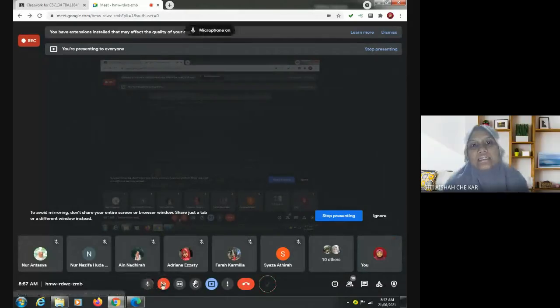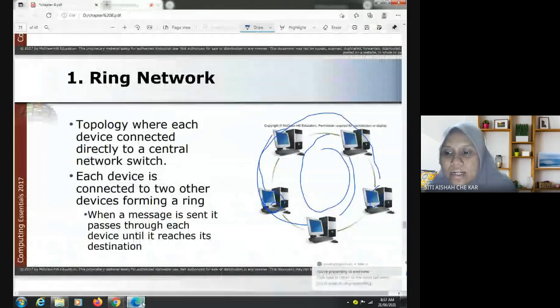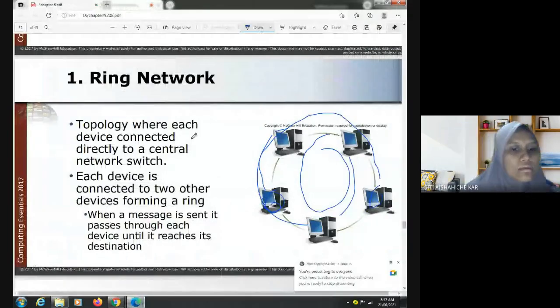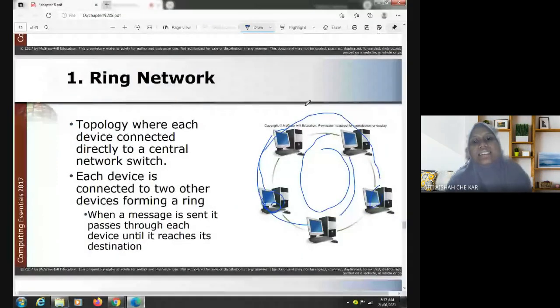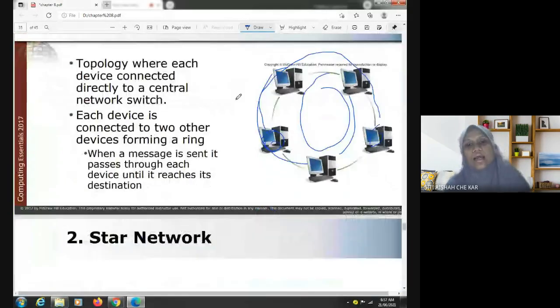Okay, so that is a problem with a ring network. It is slow a bit. A message is sent, it passes through each device until it reaches its destination. So if you want to send, you have to pass through all the devices, so it takes time. Okay, so this is the ring network from earlier.